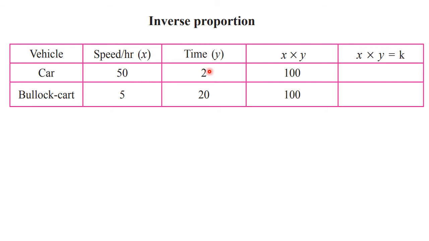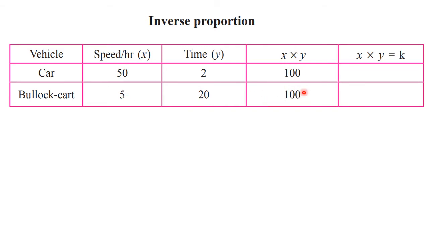Then it is called direct proportion. But here, if one quantity is decreasing, the other one is increasing, that time we say that it's an inverse proportion. And what we can find here is 50 into 2. That means x into y. We are getting 100. Similarly, here 5 into 2. Again x into y, we are getting 100.